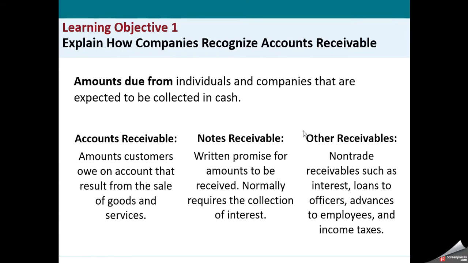receivable. A notes receivable is normally something that takes a little bit longer. So maybe they sell a high ticket item to their customer and their customer takes 90 days or 120 days to pay. So that might be more of a notes receivable.